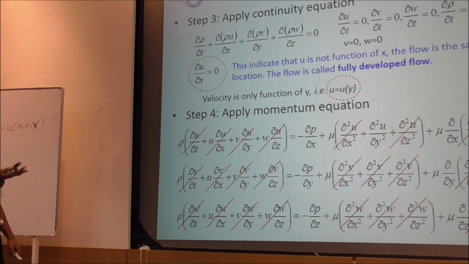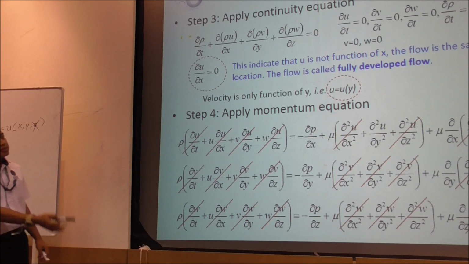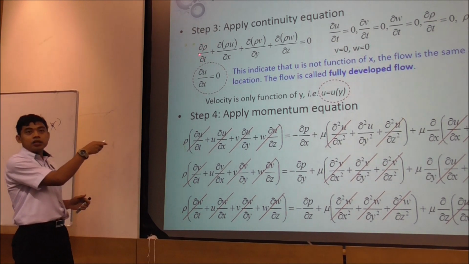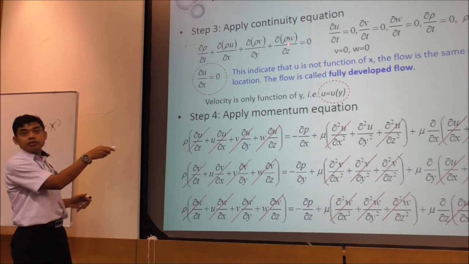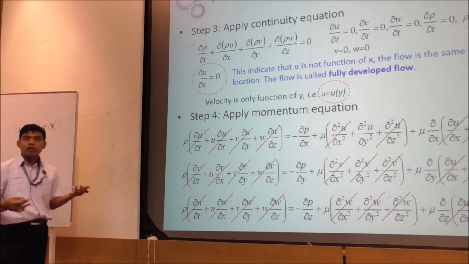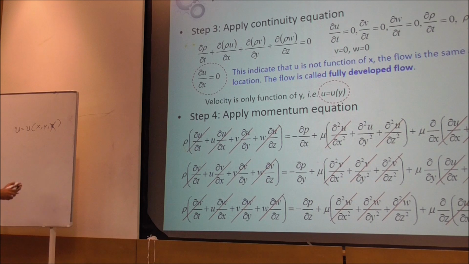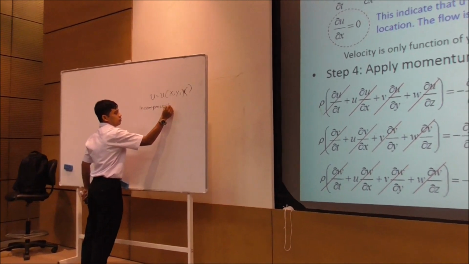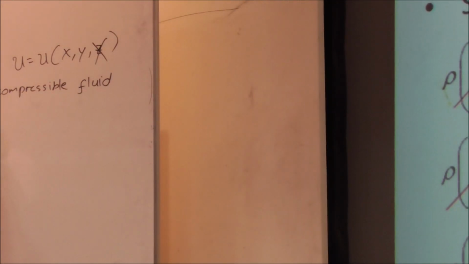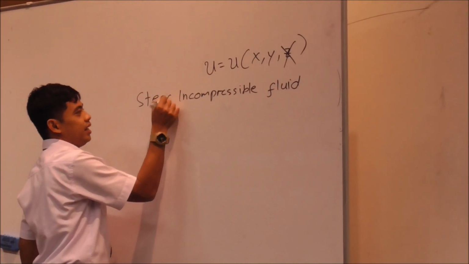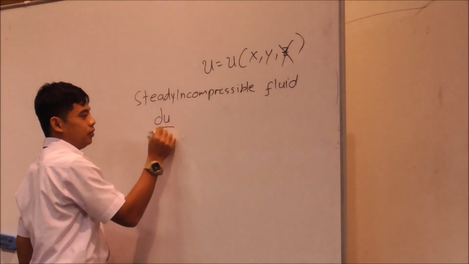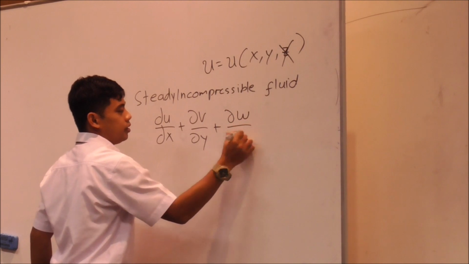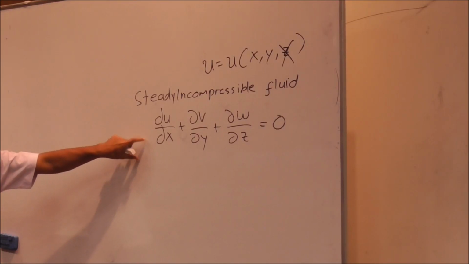You know your du/dt is equal to 0, dv/dt is equal to 0, dw/dt is equal to 0, and d rho/dt is equal to 0. Because d rho/dt is equal to 0, this one is gone, so rho you can take out. Now you have your common incompressible continuity. For steady incompressible fluid, you know it will be du/dx plus dv/dy plus dw/dz is equal to 0. Okay, so this is what you will have.